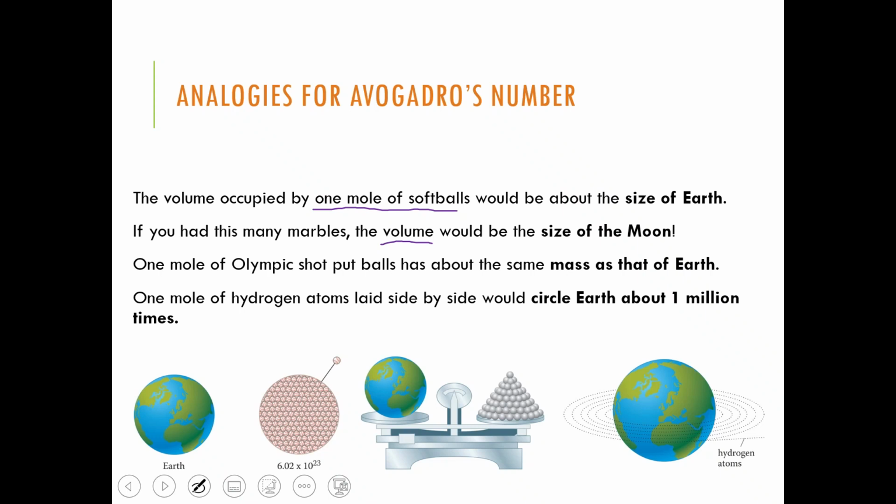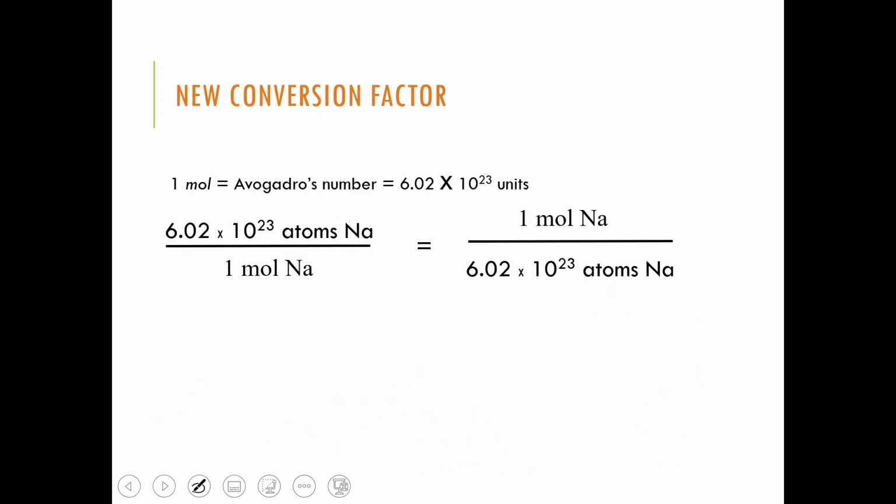If I had one mole of Olympic shot puts, it would have the same mass as that of Earth. Let that sink in. That is just insane. If I have one mole of hydrogen atoms laid side by side, it would circle the Earth about 1 million times, going around and around and around. 1 million times if I had a mole of hydrogen atoms. So definitely a lot larger quantity than a dozen or a pair. But it is a quantity, looking at how many of something there is.